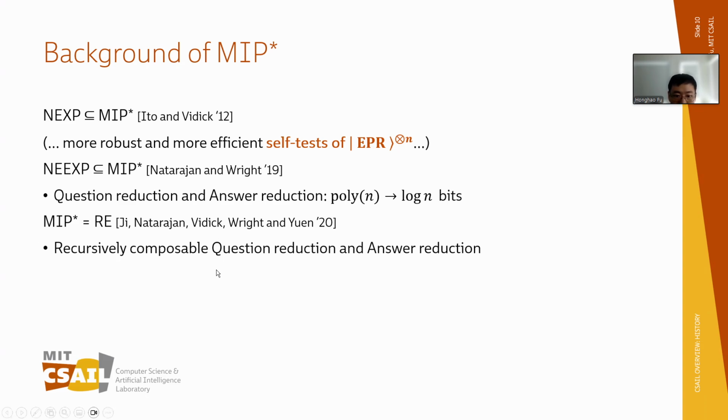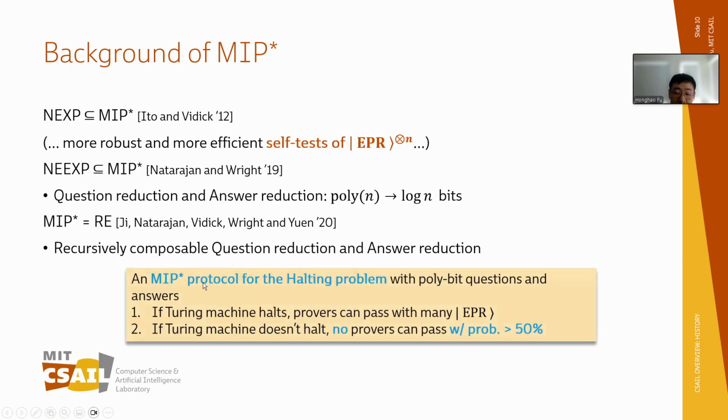So this result basically tells us there is a MIP* protocol for the halting problem with polybit questions and polybit answers, such that if the Turing machine halts, the prover can convince me with certainty using many EPR pairs. And if the Turing machine doesn't halt, no provers sharing any state can convince me with probability bigger than half. So this is the result so far about MIP*.